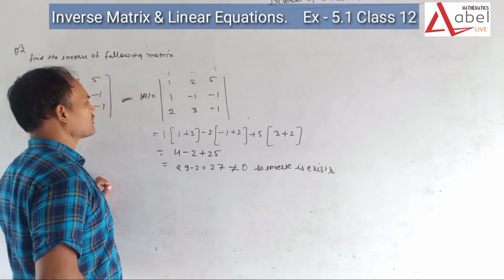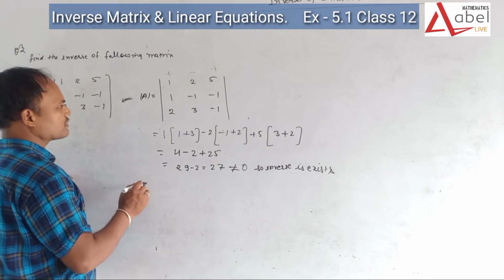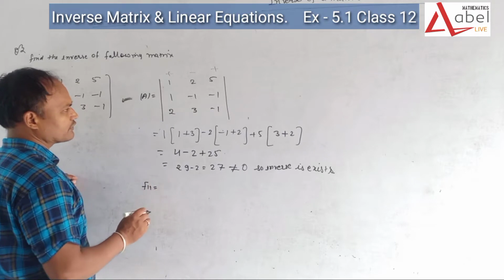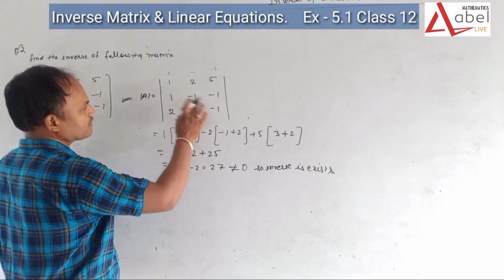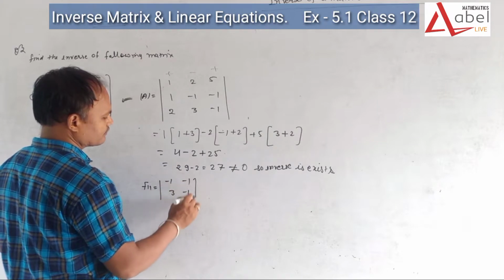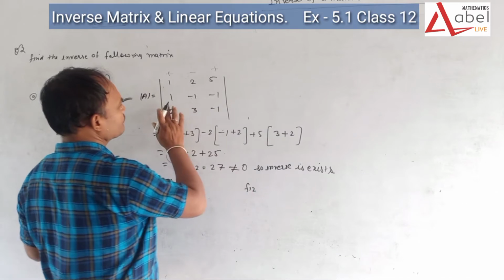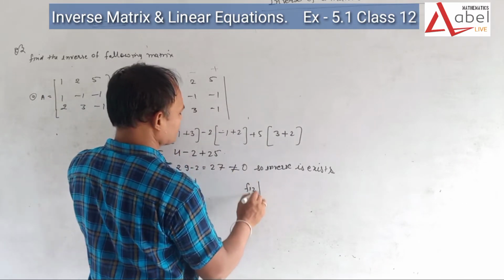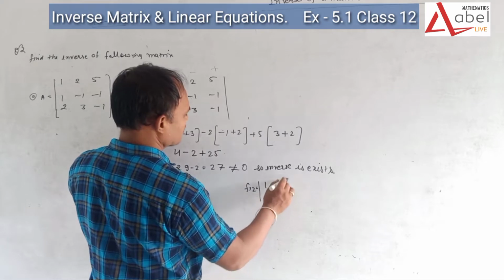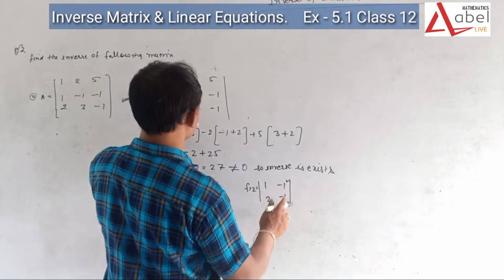So what is the inverse function? Now we are going to find cofactors of this. So how can we find? We are going to find f11. What is f11? f11 means it is minus 1, minus 1, 3, minus 1. What is f12? f12 means we have to find 1, minus 1, 2, minus 1.